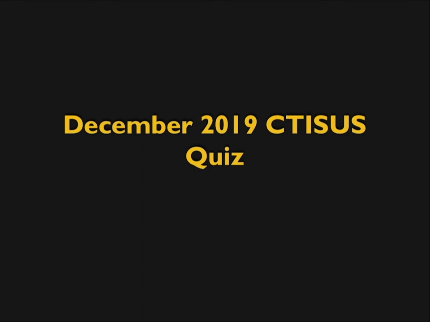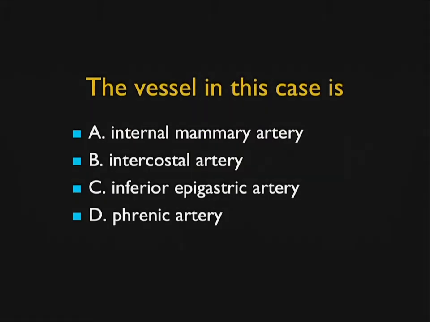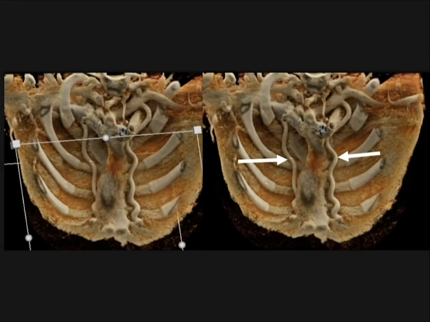Okay, I have 10 great cases for you, so let's get started. On this first case, beautiful cinematic renderings. I'm looking at the anterior chest wall from behind. I have arrows pointing to a vessel. What is that? I gave you 4 choices, but there's only one choice. That is the correct answer. Those are the internal mammary arteries. Just beautifully shown on this CT scan.